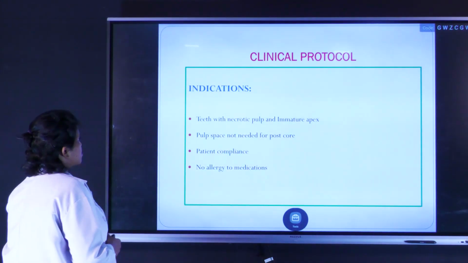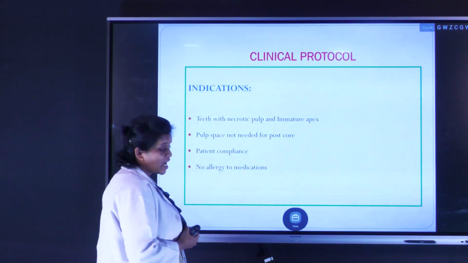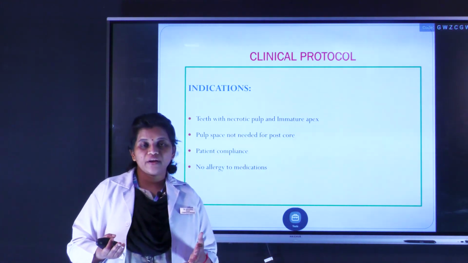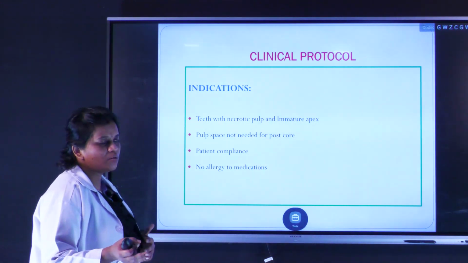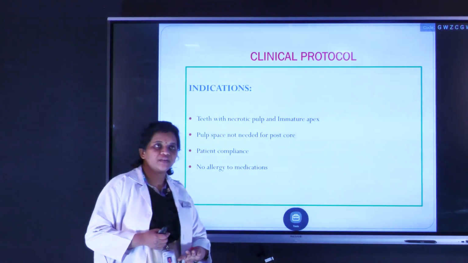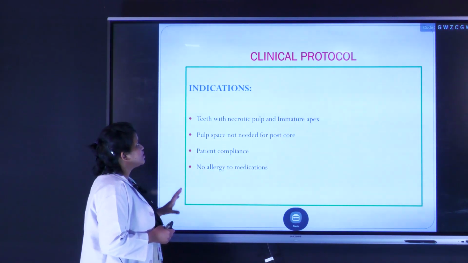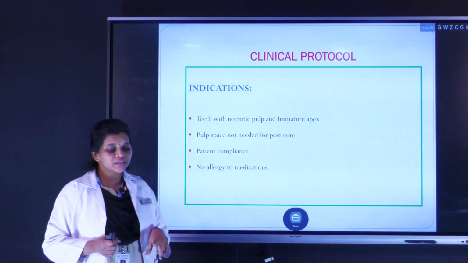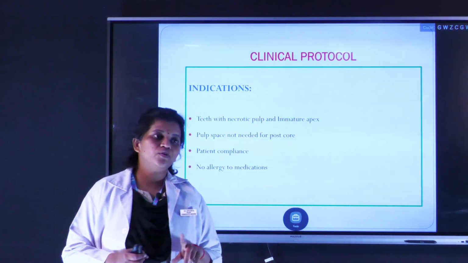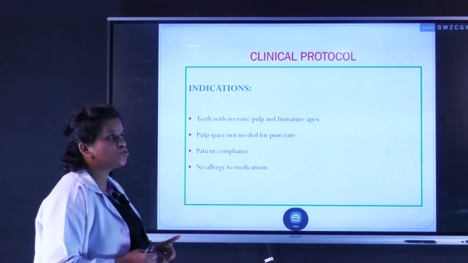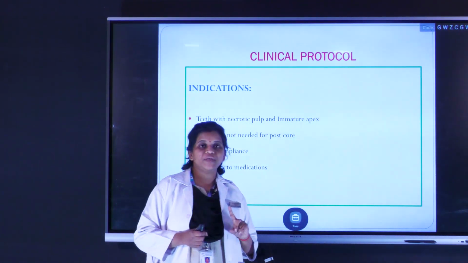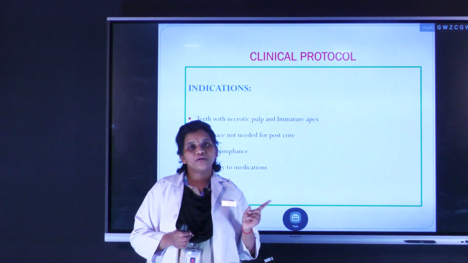So what is revascularization? As the name suggests, we are trying to induce some vascularization in the root canal. So where can we indicate this particular procedure? In teeth with necrotic pulp and immature apex. Remember, all these regenerative endodontic procedures are most commonly used only in teeth with an immature apex, and the question is whether they can also be used in mature teeth or in necrotic teeth.